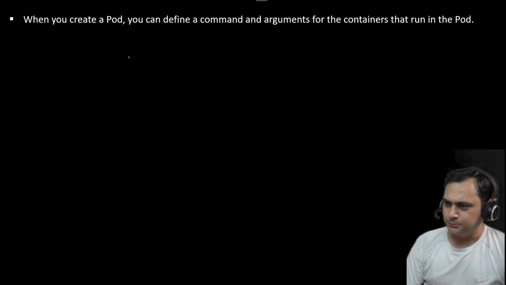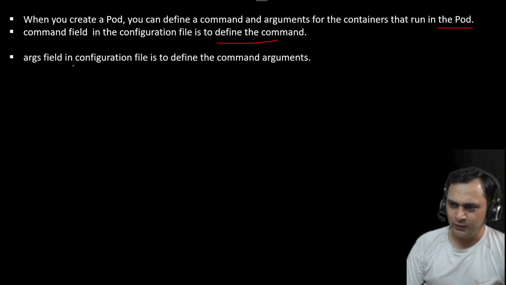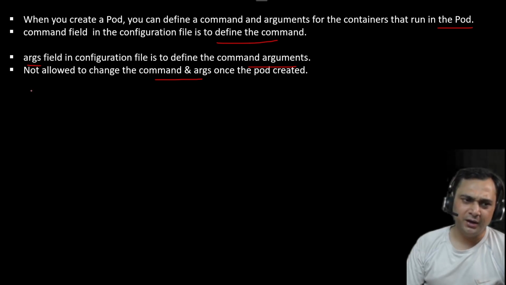When you create a pod, you can define a command and argument for the container that runs in the pod, right? The command field in the configuration file is to define the command. Same as that, the args field in the configuration file defines the command arguments. Use args. After that, you are not allowed to change the command and arguments once the pod is created. If you want to modify the commands and arguments, then you have to delete the pod and create it again.